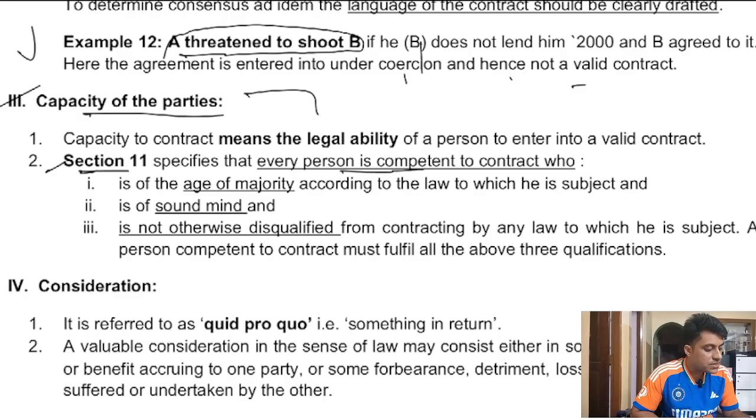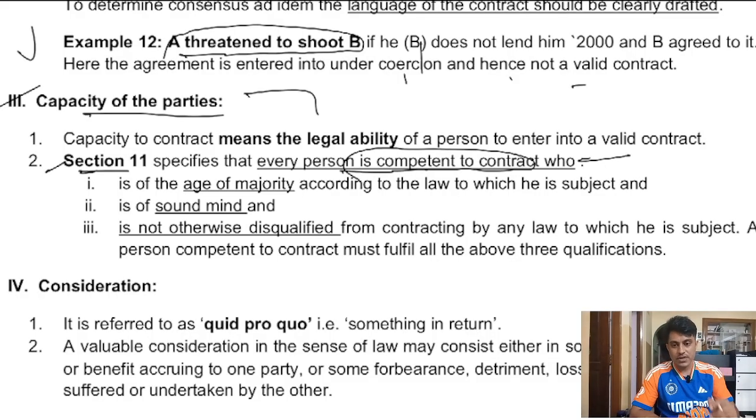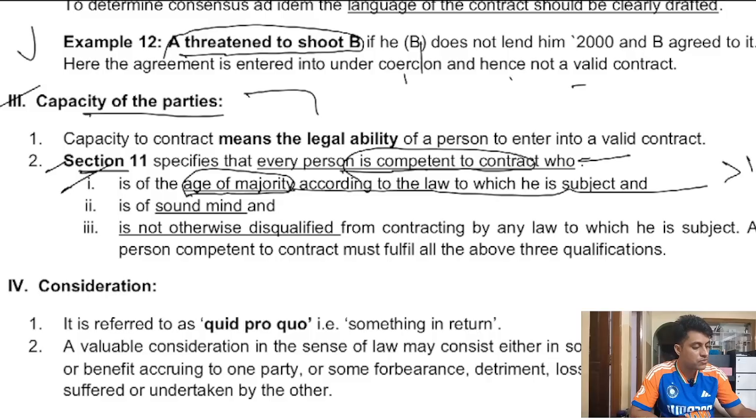So every person is competent to enter into the contract who satisfies all the points given in 1, 2 and 3. So first point is he is of the age of majority. That means every person should cross the age of majority, that means he should be more than 18 years of age. And the second point says a person should be of sound mind. Sound mind means, in simple terms, he should have a rational mind while he is entering into an agreement. So that is your second point.